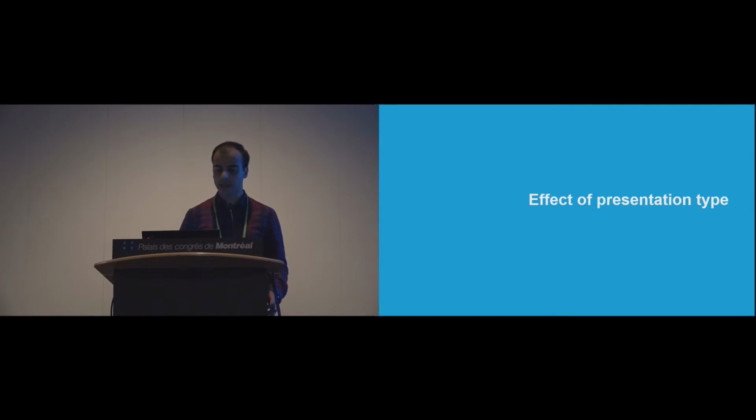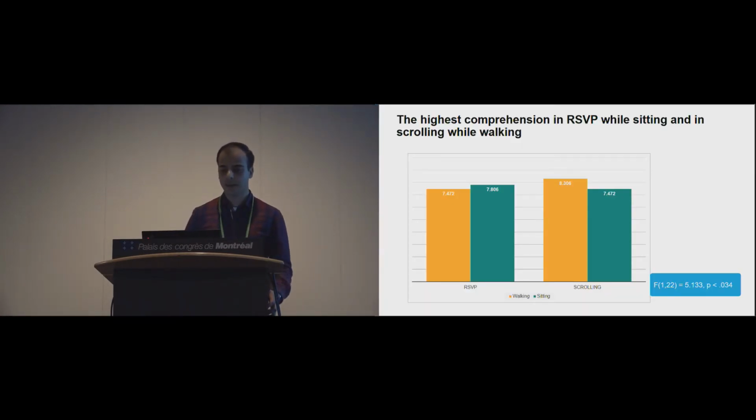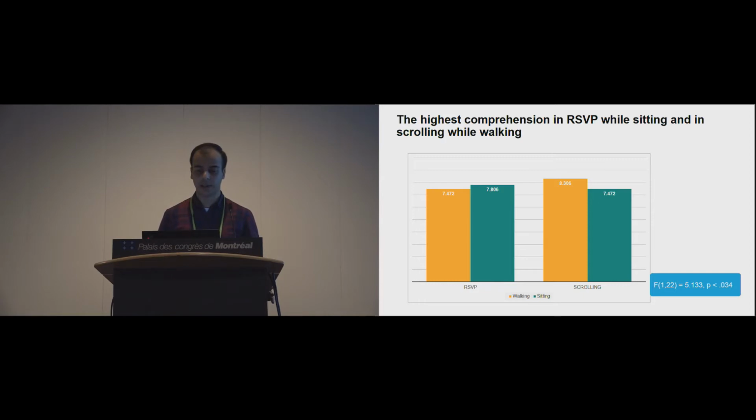Now we come to the second effect, presentation type. While looking at the comprehension data, we found an interaction effect of mobility and presentation type. We found that while sitting, RSVP resulted in a higher comprehension score than scrolling. And while walking, reading with scrolling resulted in higher comprehension than RSVP.